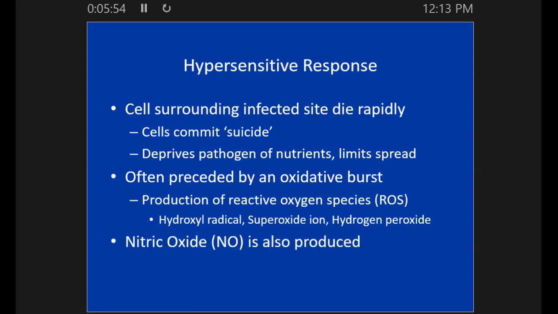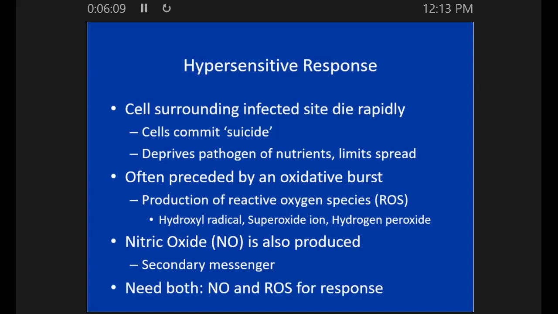Then they've also documented nitric oxide is also being produced. And that one is being used as a second messenger. Second or secondary means the same thing. And what they're finding is that you need both the nitric oxide and the reactive oxygen species present in order for the full hypersensitive response to work.